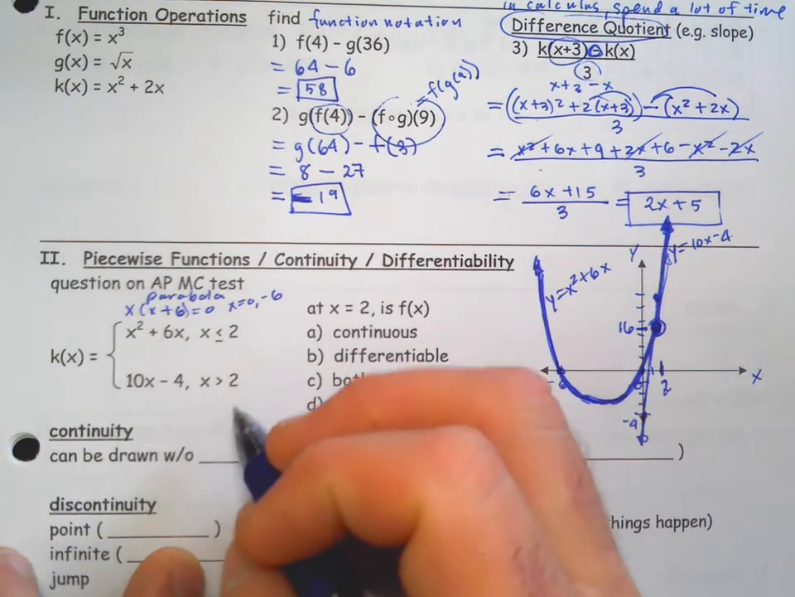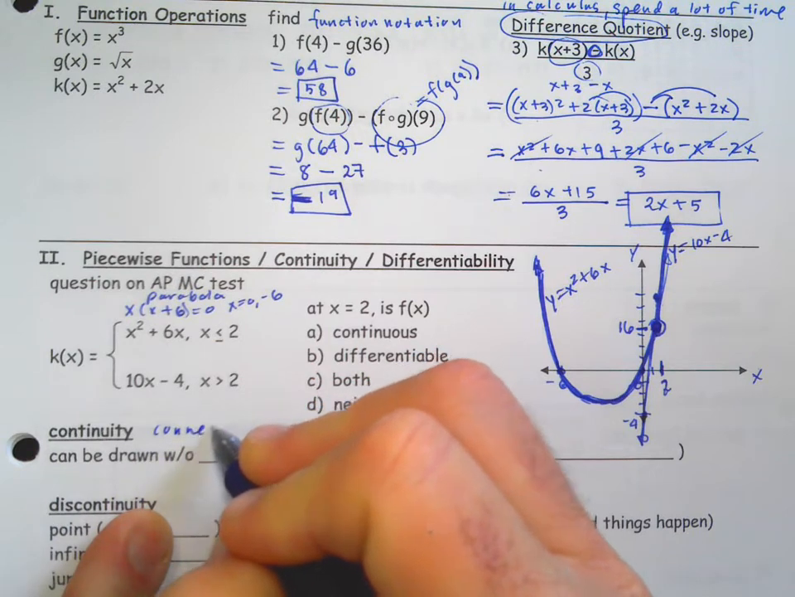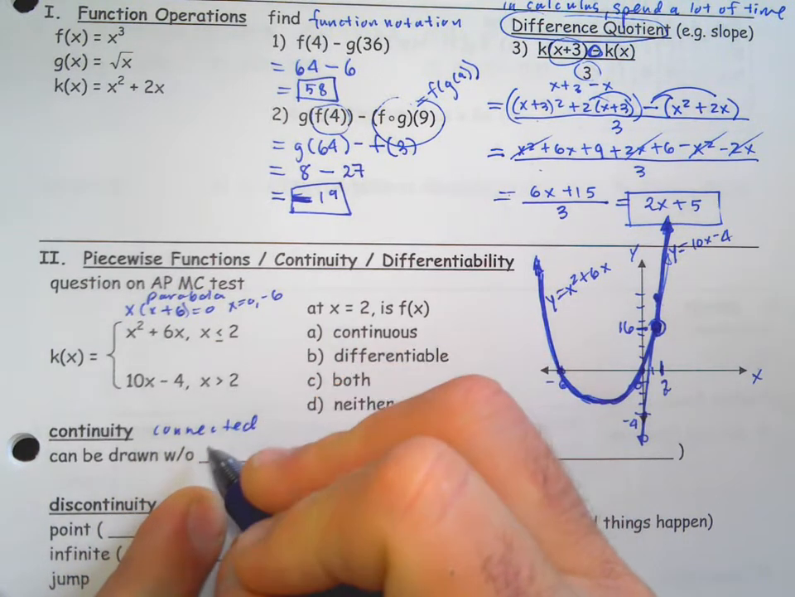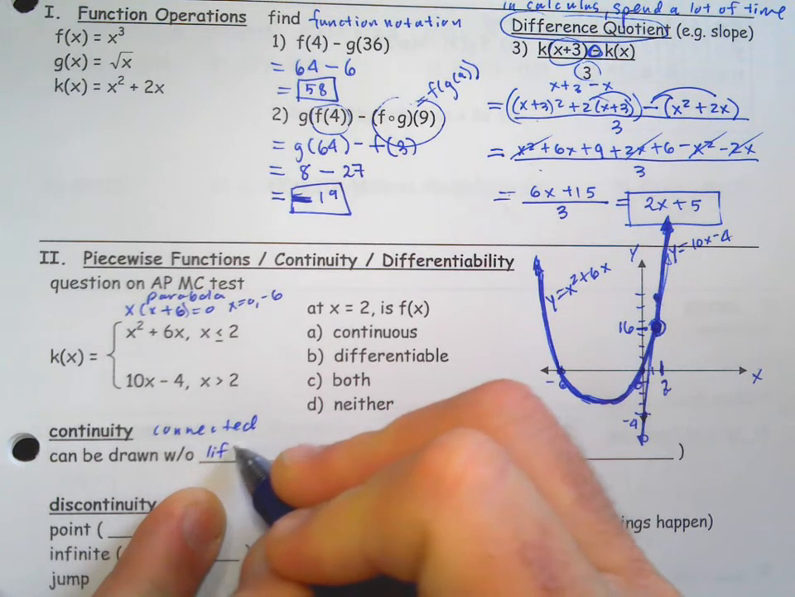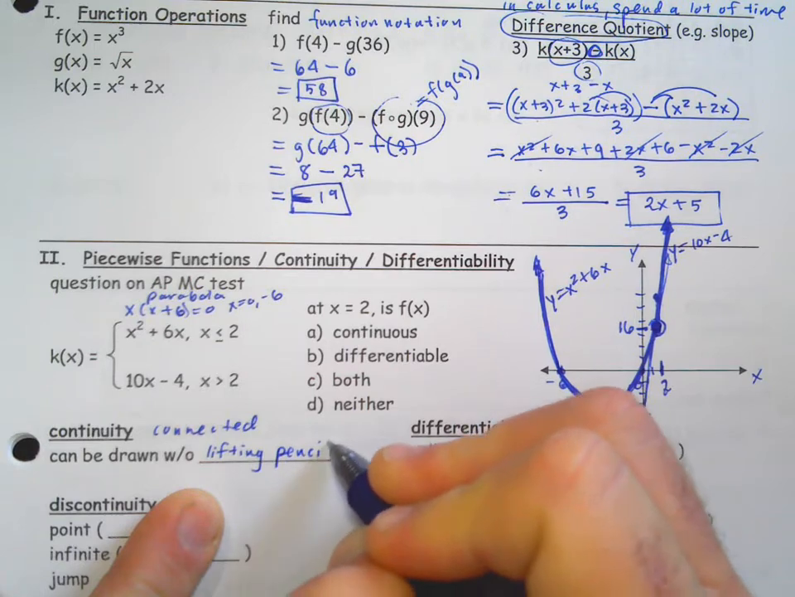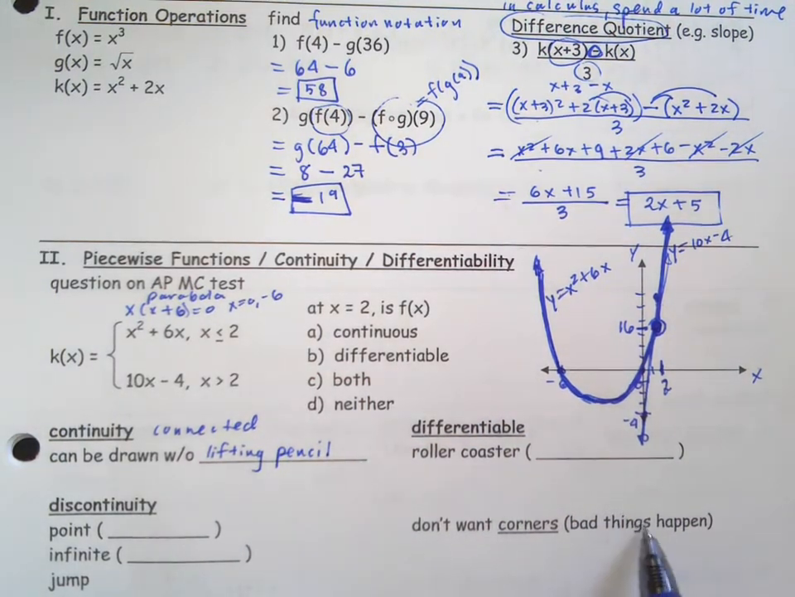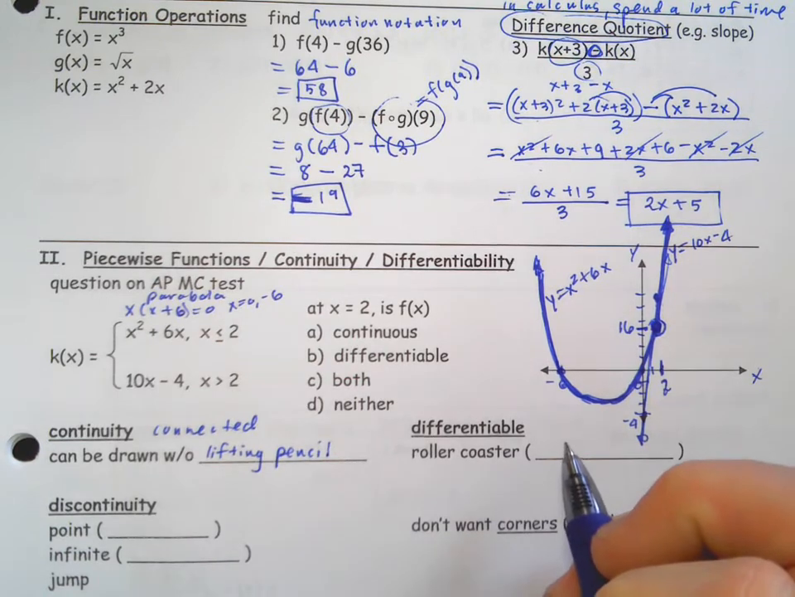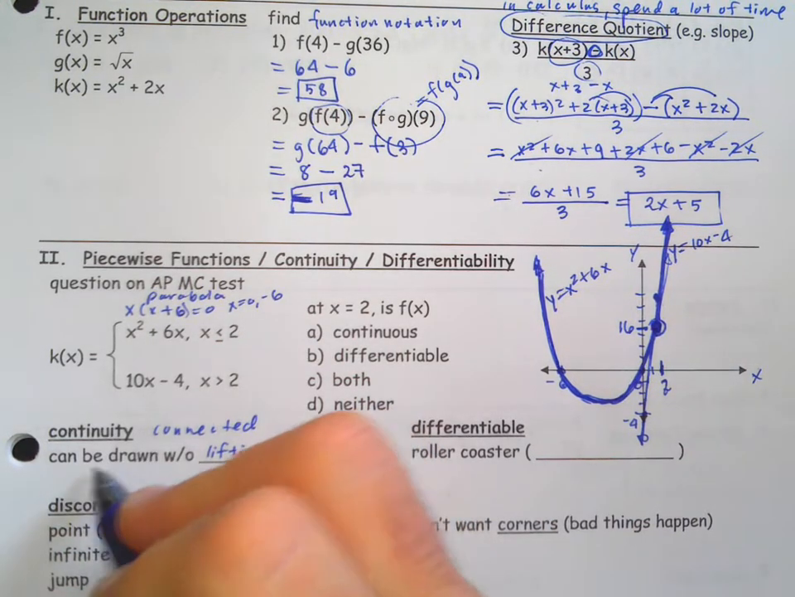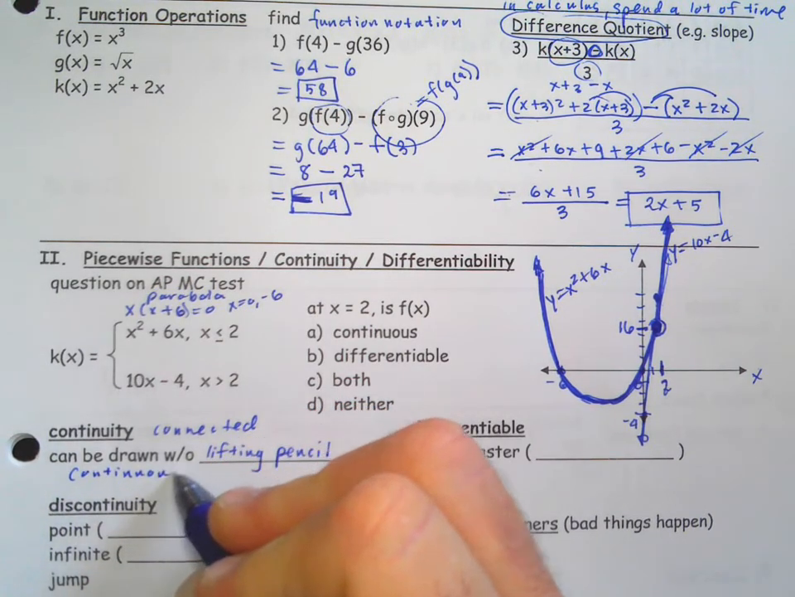Continuity, in simple terms, means that the graph is all connected. Okay, that you could, in even simpler terms, draw the graph without lifting your pencil. Okay, so to get from one chunk to another, because we're going to get a lot of graphs that are broken up, if you have to lift your pencil up to get from one piece to another, then it's not continuous. So continuity means continuous. Continuous means no breaks, right?